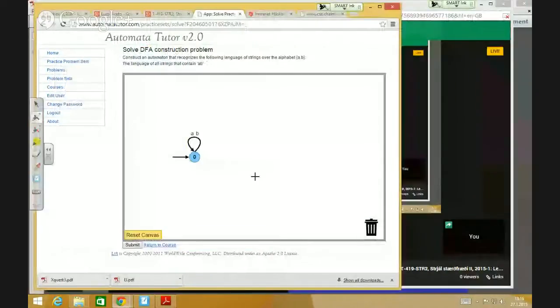Okay, so let's warm up by doing a little DFA programming, and we're going to do it by using the tool that you will be using for the second assignment, namely the Automata Tutor version 2.0. This is a tool that is being developed by people at the University of Pennsylvania and at the University of Illinois Urbana-Champaign in the United States.